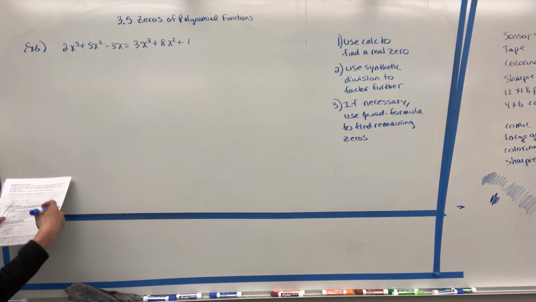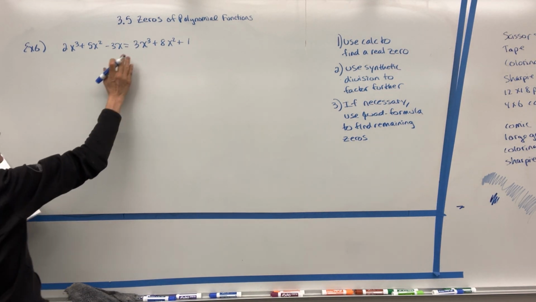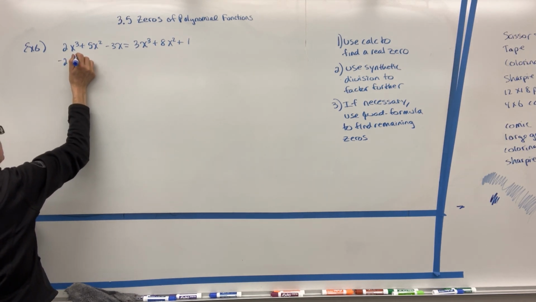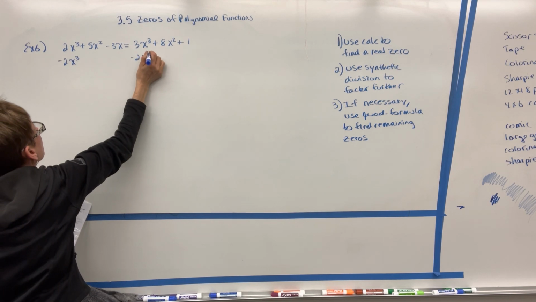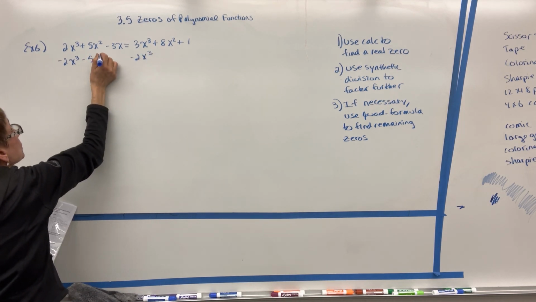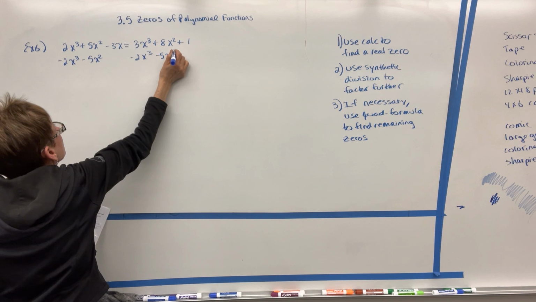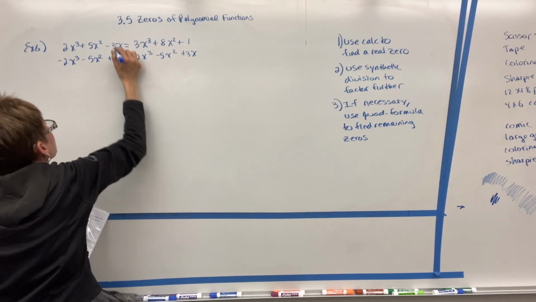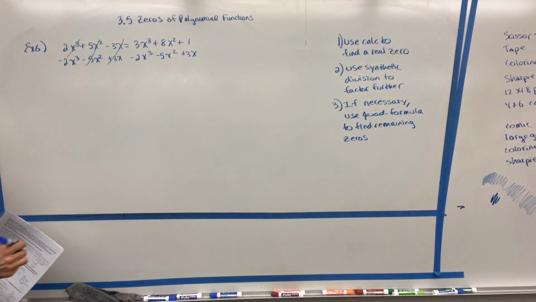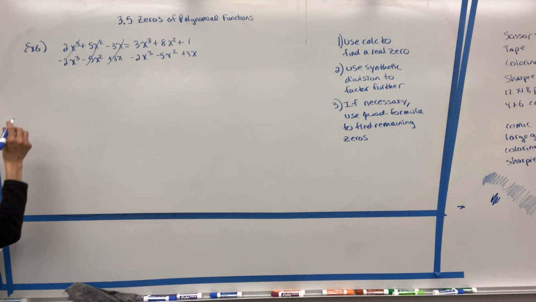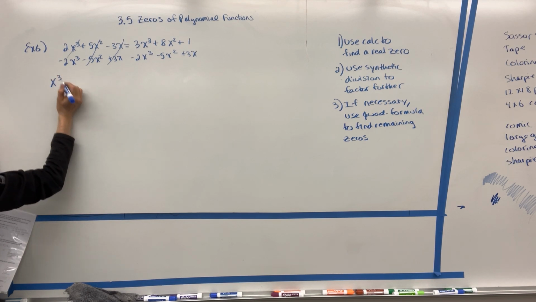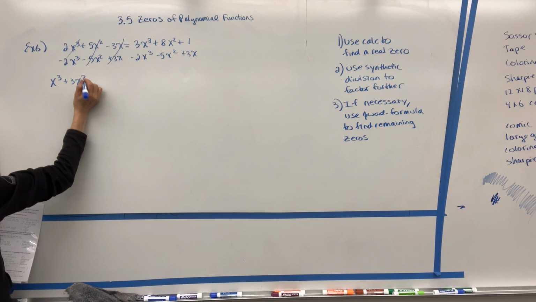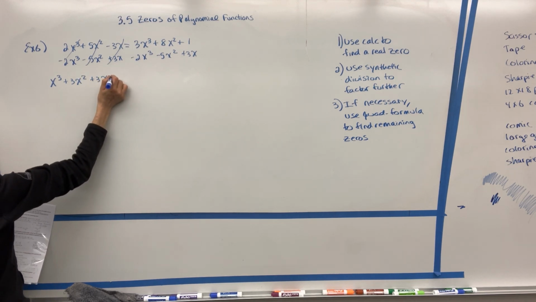So I'm going to put everything on one side. I generally like my leading coefficient to be positive if I can, so I'm going to subtract the 2x cubed here. I'm going to subtract the 5x squared, and I'm going to add 3x. So now these all cancel out and I have 0. 3x cubed minus 2x cubed is just x cubed. 8x squared minus 5x squared is 3x squared. And then I have a 3x and a 1.